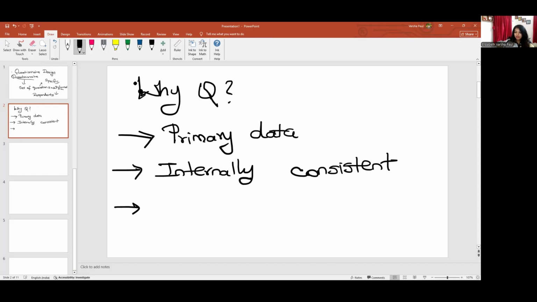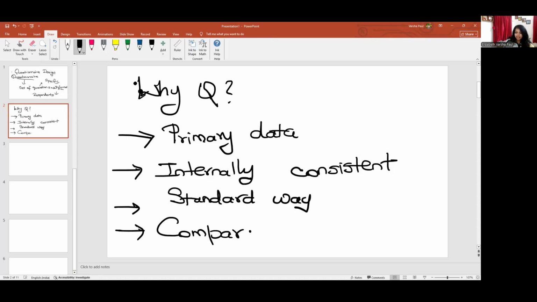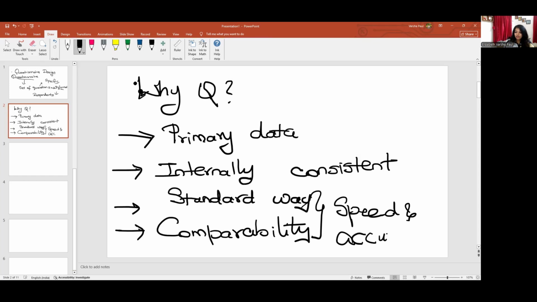For example, if you have interviewers using different questions and different wordings, this is a standard way of collecting data. When I say standard way, it means standardization. You can also do comparability of the data across the interviewers. With standardization and comparability, you get speed and accuracy of reading, facilitating the main thing, that is the data processing.